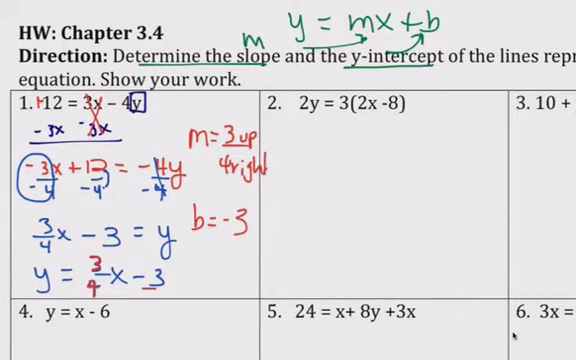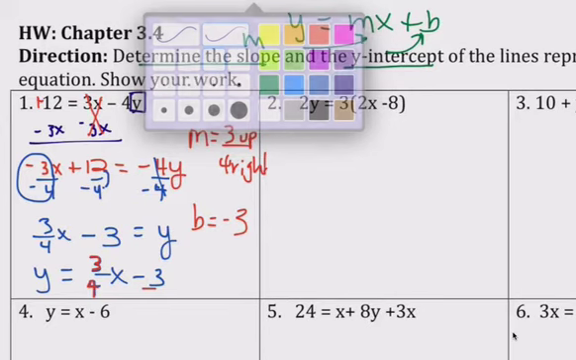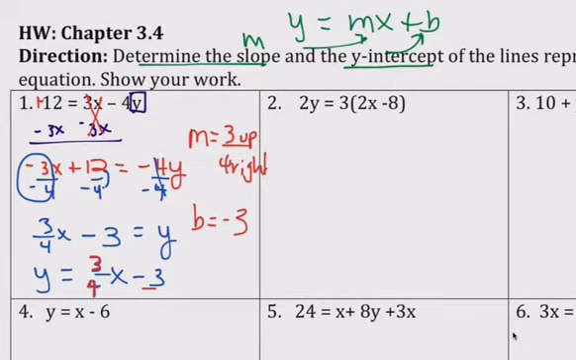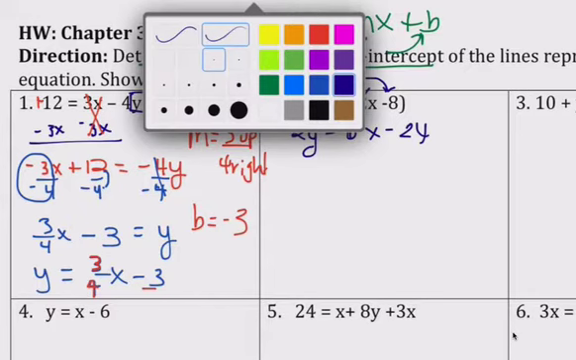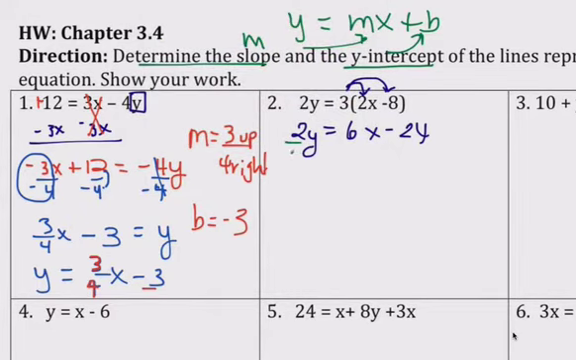Okay, number 2. Well, we need to distribute first. Anytime we have something like that, you need to distribute. That gives you 6x minus 24 equals 2y. Well, you need to get rid of the 2 next to the y. Divide by 2, divide by 2, divide by 2. That gives us y equals, reduced, 3x minus 12.